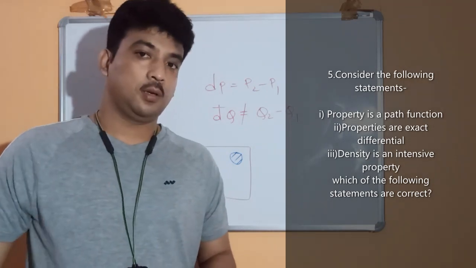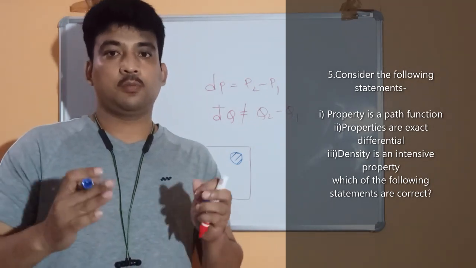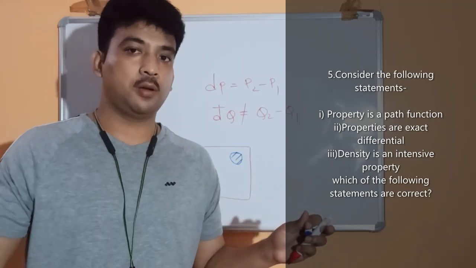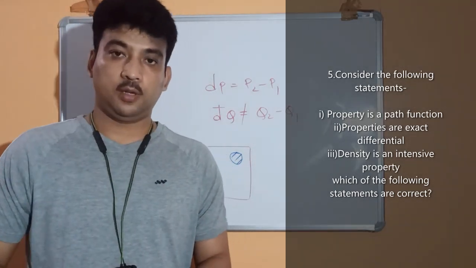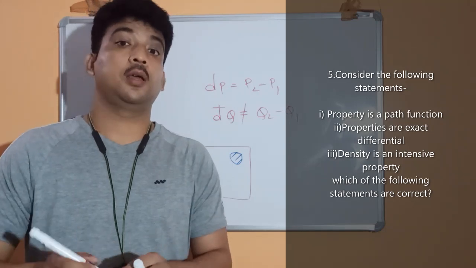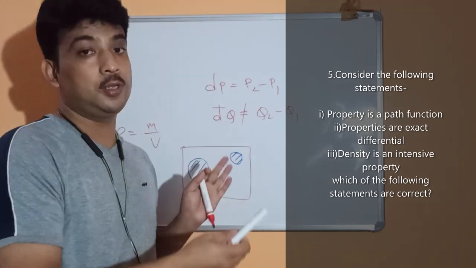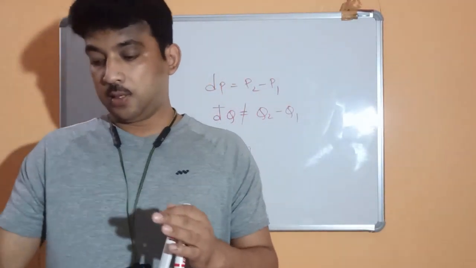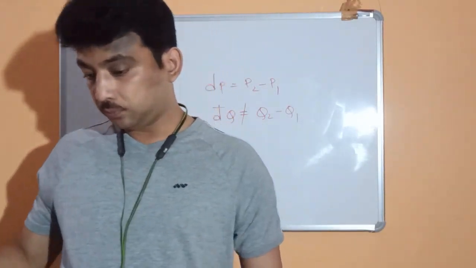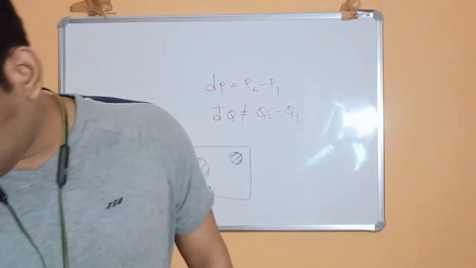Volume is an extensive property because when mass increases, the volume will also increase. But density will not depend upon mass. If the body is homogeneous and the density is the same throughout the body, then density is an intensive property. Okay, so moving on to the next question.